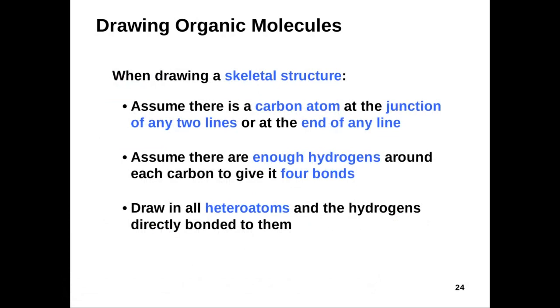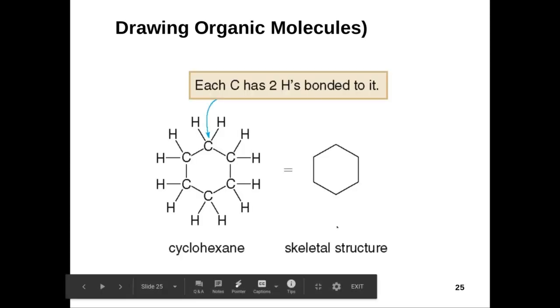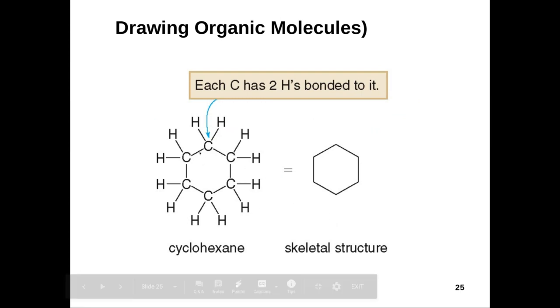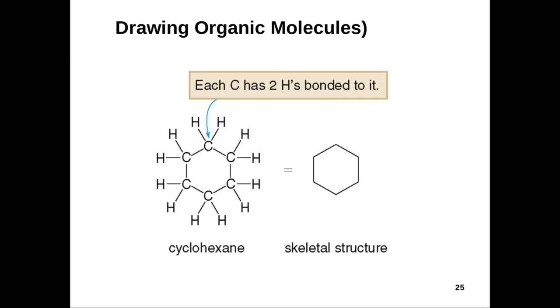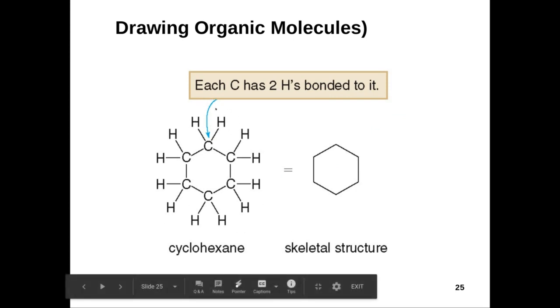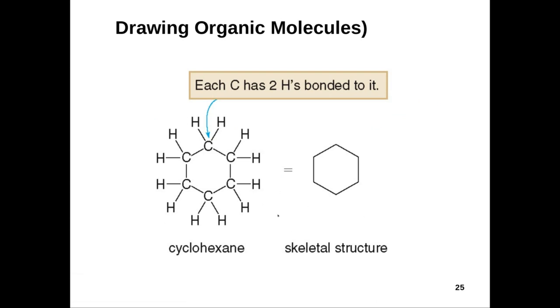Now let's talk about what we call a skeletal structure. Now you might have seen these before, but we're going to dive into exactly what they mean. For a skeletal structure, I'm just going to jump the gun here and show you what a skeletal structure looks like. We're going to give you the example of cyclohexane. So hexane, because there's 6 carbons bound to a bunch of hydrogens. We can see that each carbon has 2 hydrogens bonded to it.